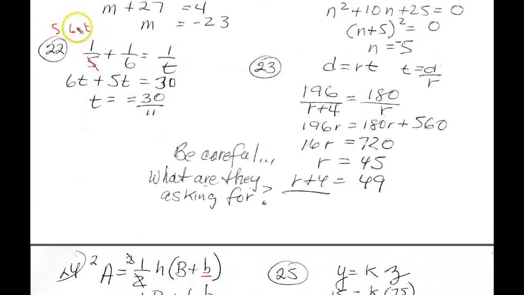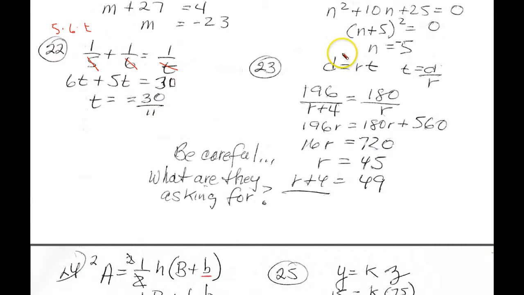Here the 5's cancel out, we get 6t. 6 cancels out and we get 5t. Here the t cancels out, we get 30. Add our t's together, we get 11t. Divide both sides by 11, we get 30/11 hours, which is just under 3 hours. If it were 3 hours, it would be 33 over 11.